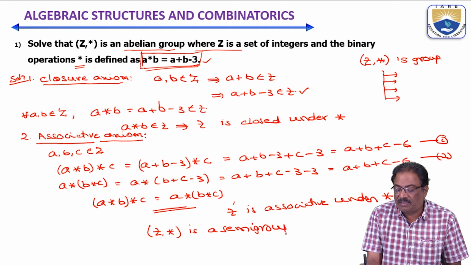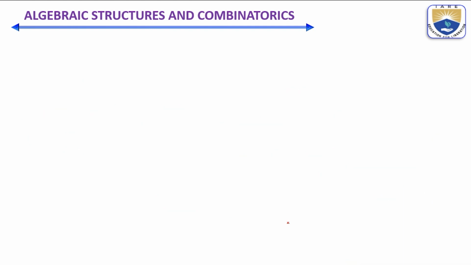Now we are going to discuss the remaining, the third property. It is the existence of identity, the identity axiom.